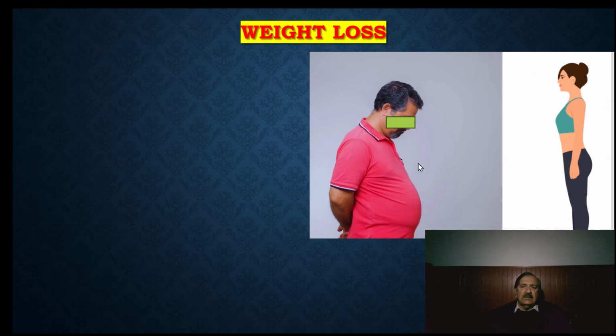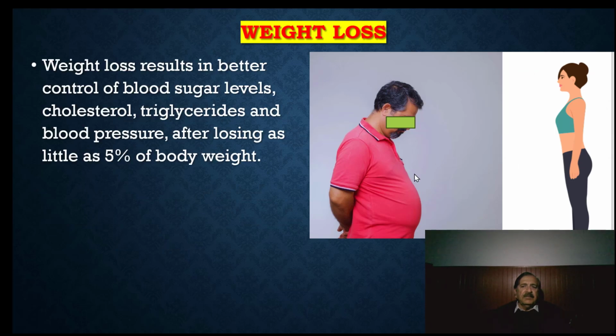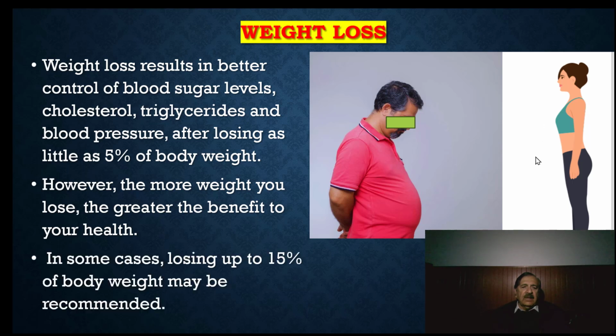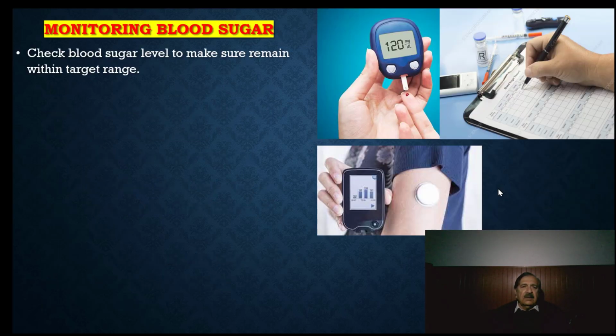Weight loss. Weight loss results in better control of blood sugar level, cholesterol, triglycerides, and blood pressure after losing as little as 5% of body weight. However, the more weight you lose, the greater the benefit to your health. In some cases, losing up to 15% of body weight may be recommended. Monitoring blood sugar. Check blood sugar level to make sure it remains within target range. Check it once a day and before or after exercise.